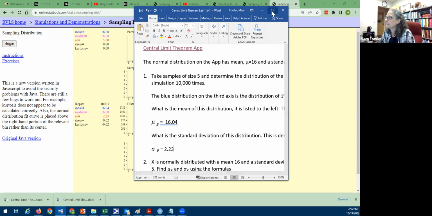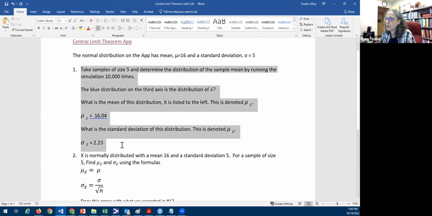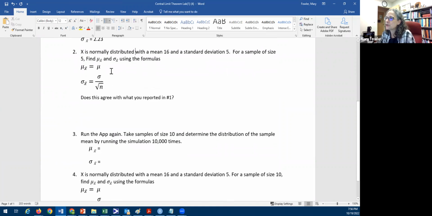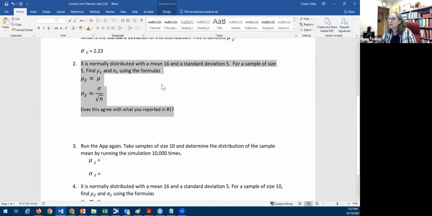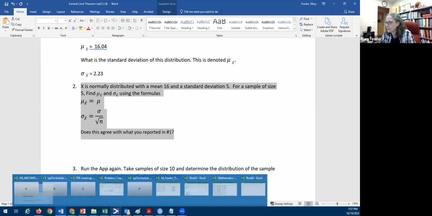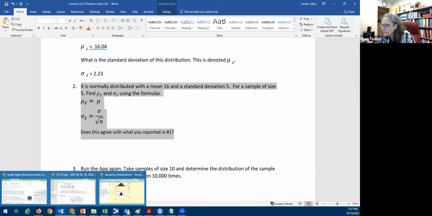Okay. So number 1 is doing the problem with the simulator, and number 2 is to do the problem using the formulas. So we have some formulas on the formula card. Let's go ahead and look at the formula card. Hopefully we can find the formula card here.